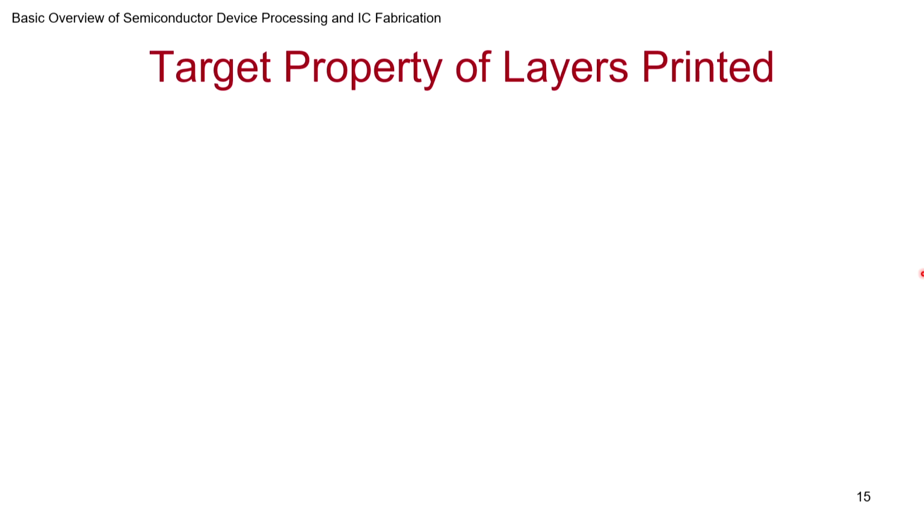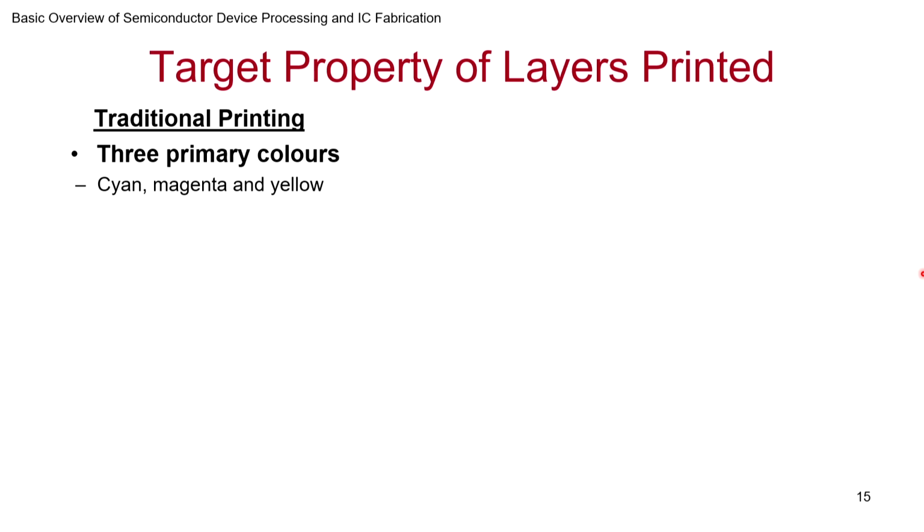Now, target property of the layers printed. In our traditional printing, which we have for books and magazines and pamphlets and so on, usually we talk about colors. In the black and white age, there were two colors, black and no color, that is white. So wherever you are printing, it will be black. But sometimes you have three colors, you can mix and match. And in the world of inks, cyan, magenta, and yellow are the primary ink colors. So you mix them, you get black. In light, red, green, blue, if you mix them, you get white, right? So here it's the complement world.